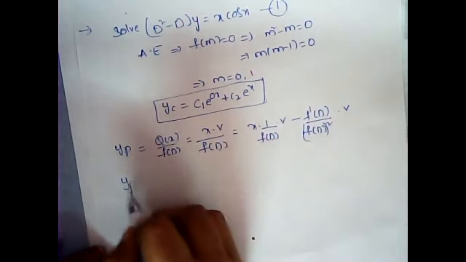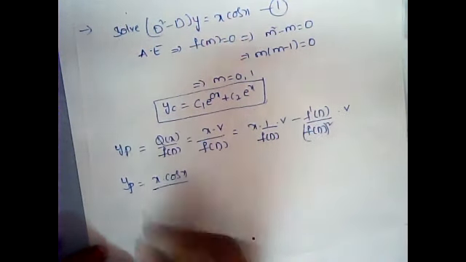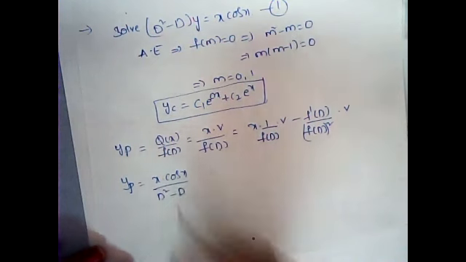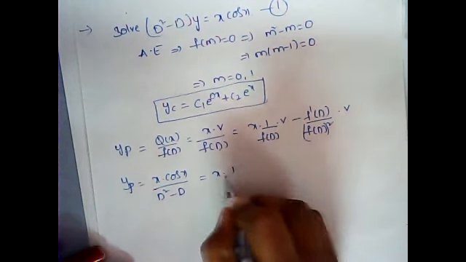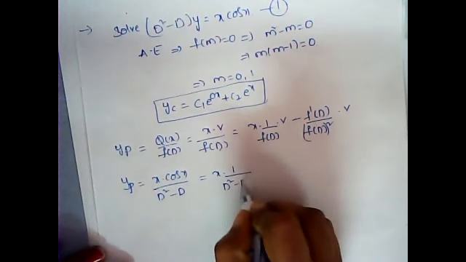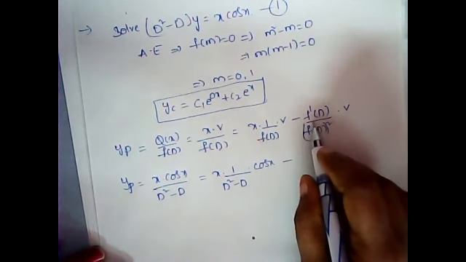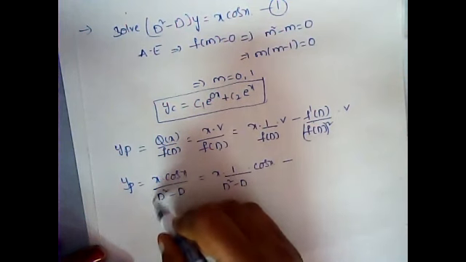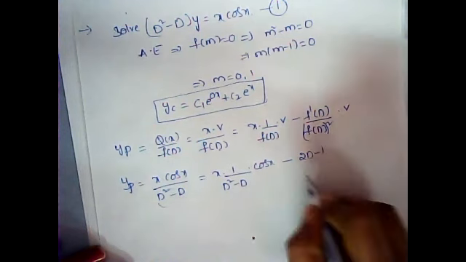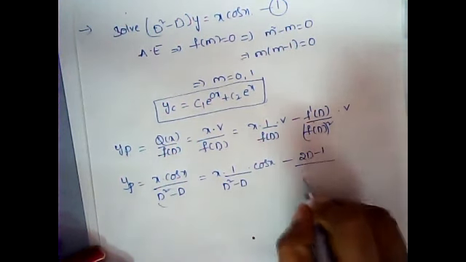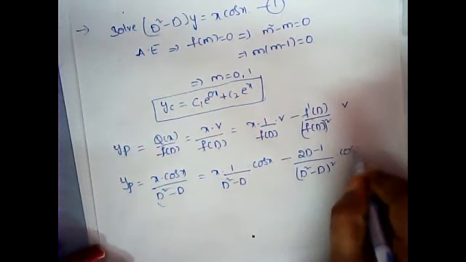Let us apply this formula. So yp is equal to, it is given x into cos x by, what is f of D? It is given D squared minus D here. Okay, so which will be here x into 1 by f of D, means D squared minus D, into V, means cos x, minus f dash of D, which is the derivative of this one. So derivative of this one is 2D minus 1 by (f of D) whole square. (f of D) whole square means (D squared minus D) whole square into cos x.